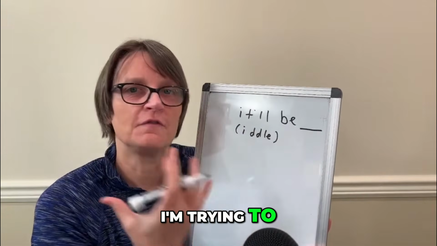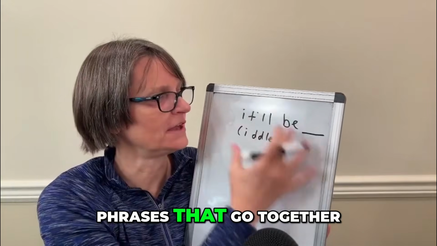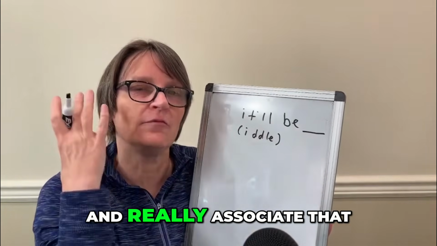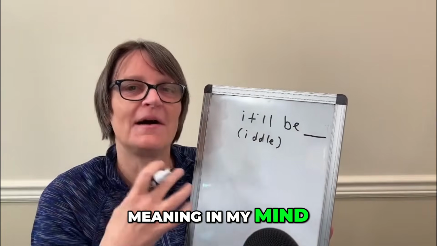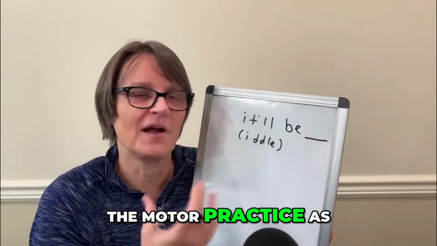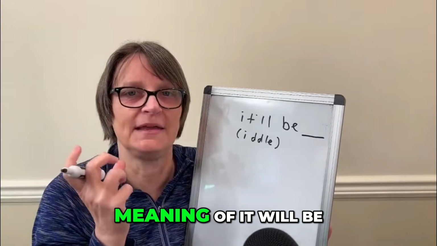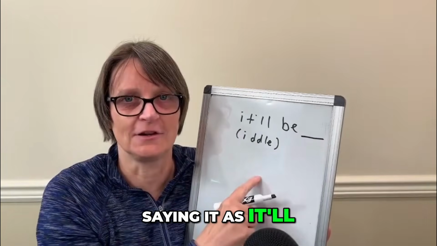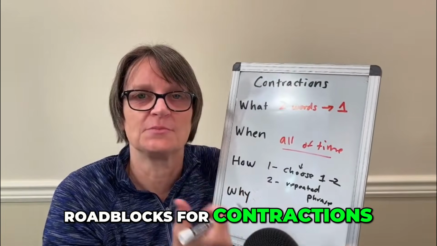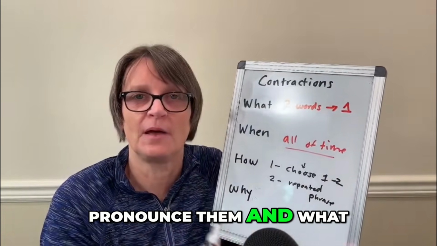I'm trying to come up with natural phrases that go together with it will be, move it to it'll be, and really associate that meaning in my mind and think about how I would naturally use it. So I'm practicing getting the motor practice as well as pairing that meaning of it will be, saying it as it'll be instead.